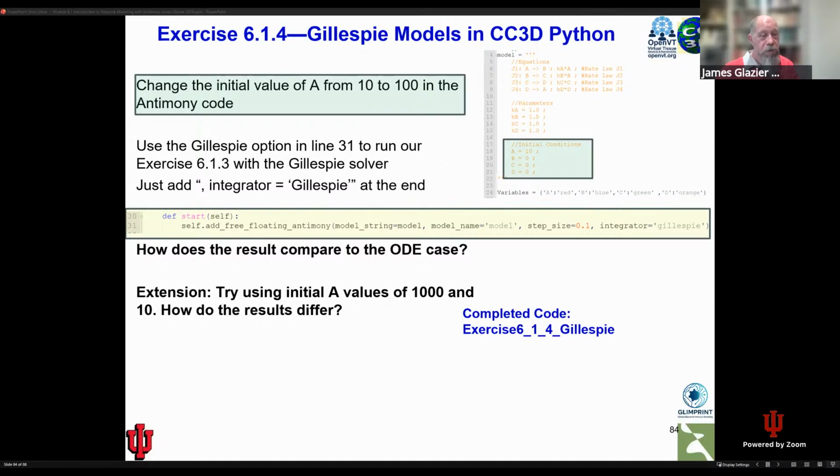It doesn't look very much like the ODE model, does it? Now, if you make that initial value instead of 10, you make it 1,000 or 10,000, it'll look closer to the ODE.